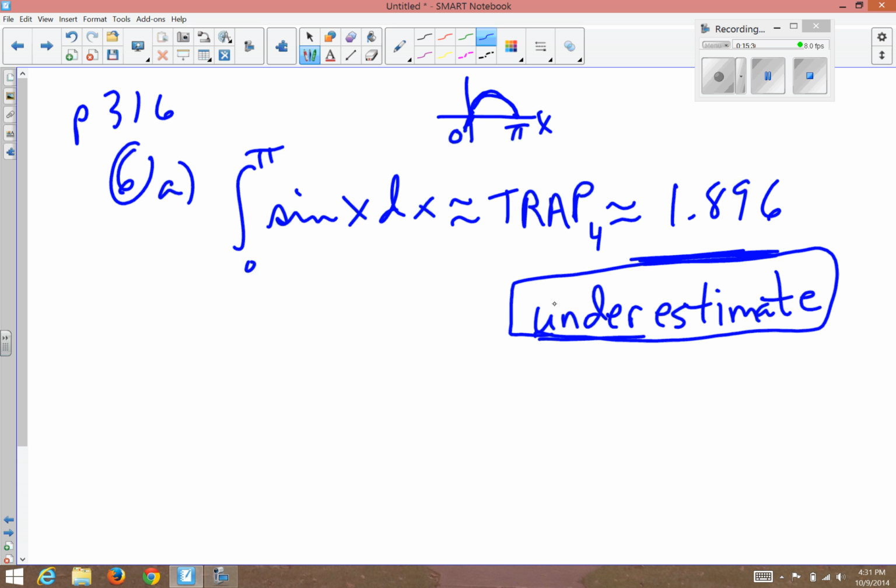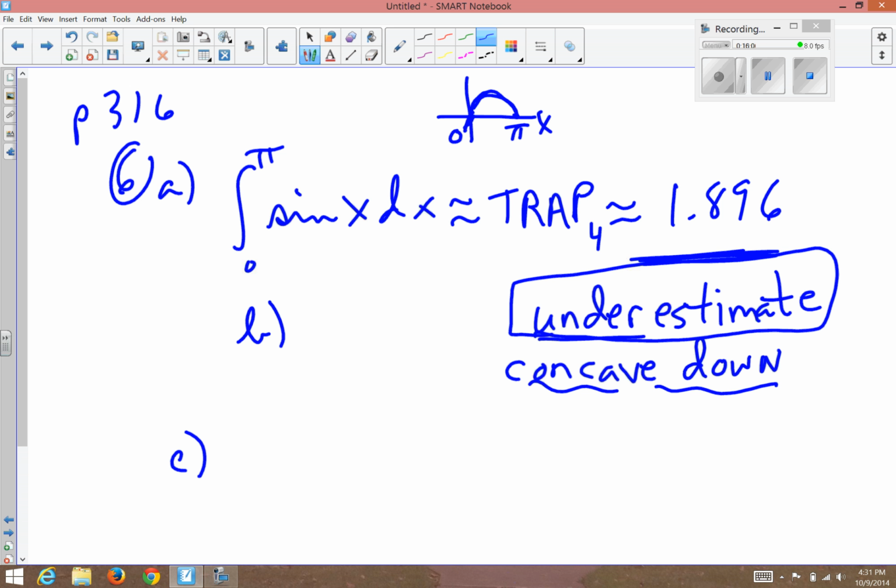To give a reason for this, you would just say because y equals sine x between 0 and pi is concave down. That's all. No other words. Part C. Find the integral's exact value to check your answer.